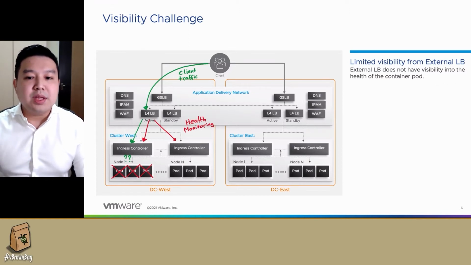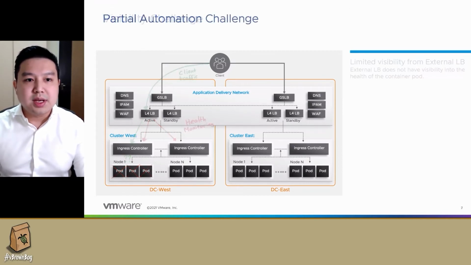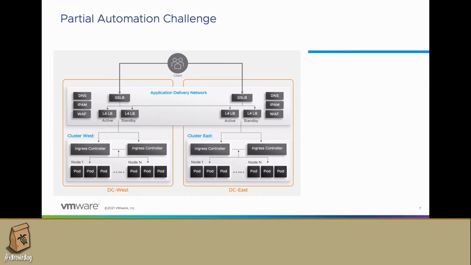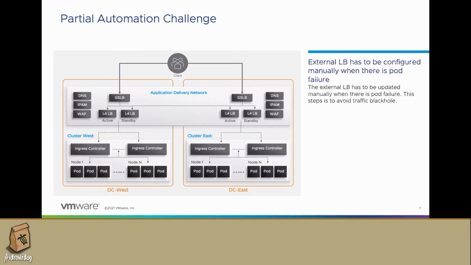So it brings me into the second challenge, which is partial automation. Related to the visibility challenge, the external load balancer has to be configured manually in order to not route the traffic into the Ingress controller because the pods have simply failed. This is necessary to avoid traffic black holing.